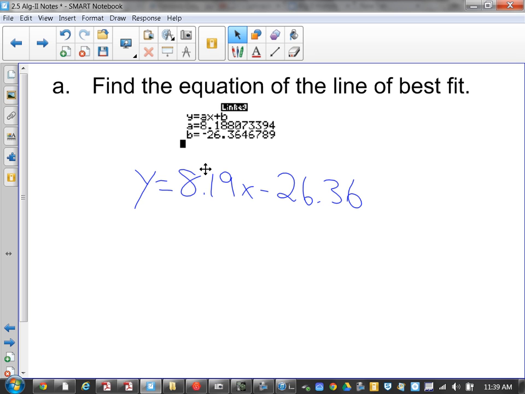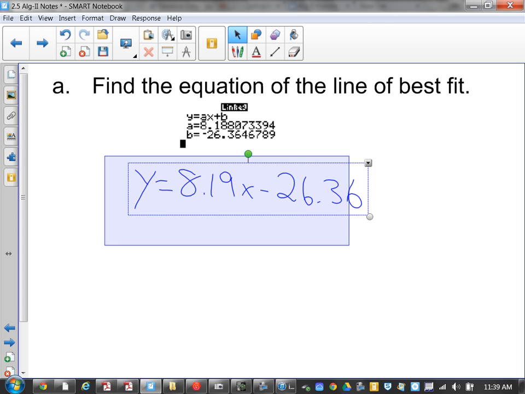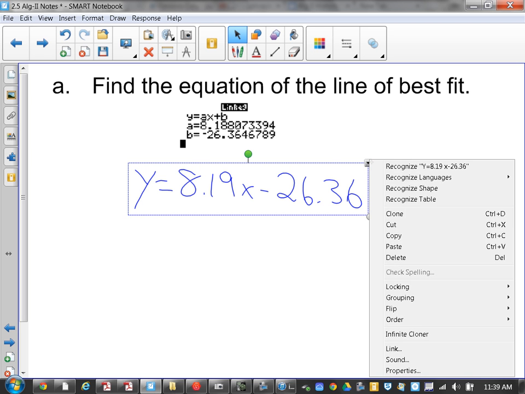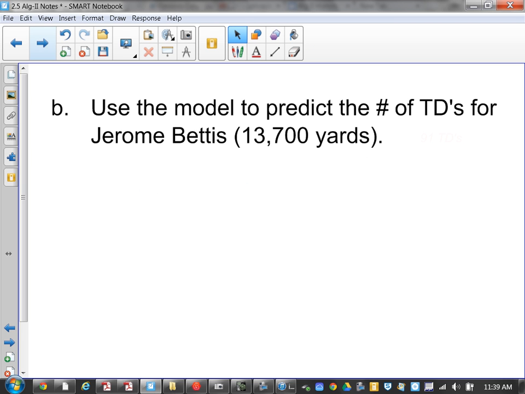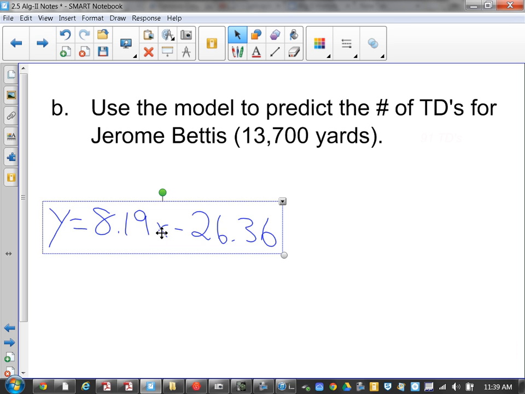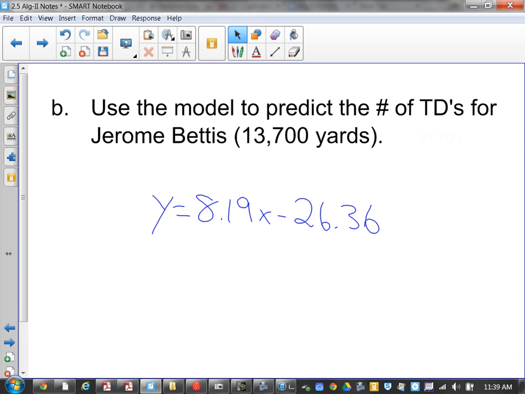What I do is that when I write my equation down, I'm going to round it out to a couple of decimal places. And you use these equations to then help predict stuff. For example, the next equation asks: use the model to predict the number of touchdowns for Jerome Bettis, who had a career 13,700 yards. That's the biggest mistake that most people make, they forget that their scale was 13.7 because it's in thousands. So there are little conversions from time to time that you have to keep up with.